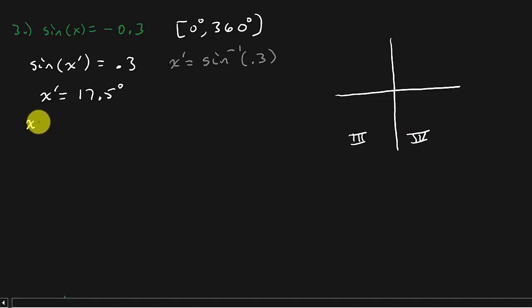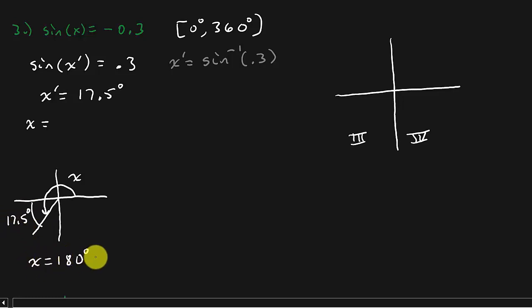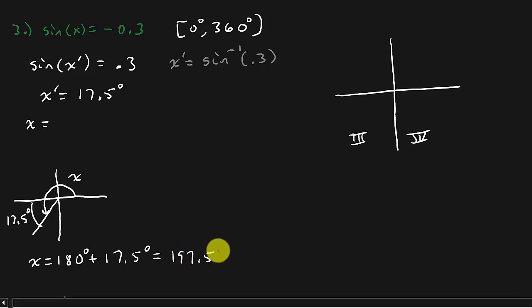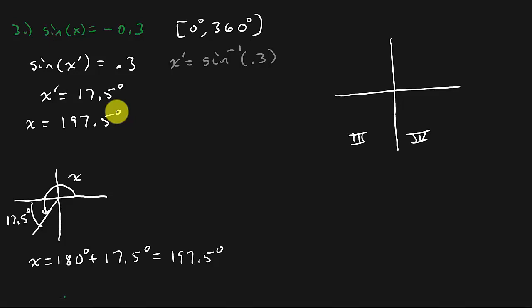All right, so let's get our solutions. So let's find our third quadrant solution, which is here. And our reference angle is 17.5. And so x is 180 plus 17.5. So let's see what that is. 180 plus 17.5 is 197.5 degrees. All right. So that's your third quadrant angle.